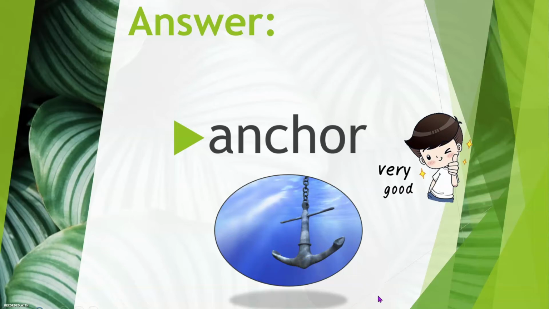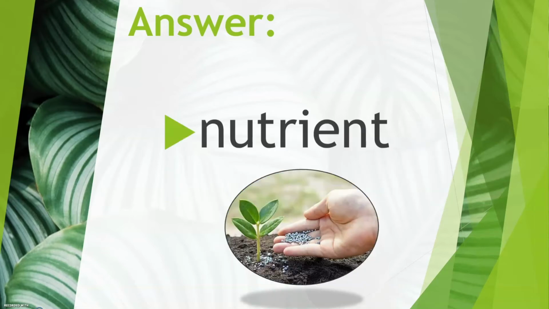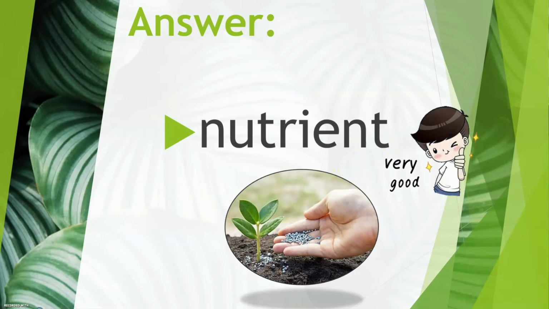Very good. The second word is nutrient. Let's read and spell together. Nutrient. N U T R I E N T. Nutrient. Very good. So nutrients provide nourishment essential for the growth and maintenance of a plant.